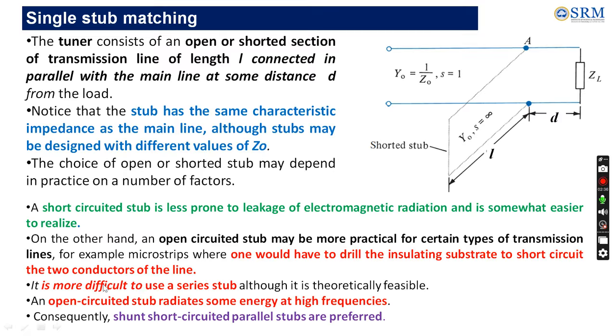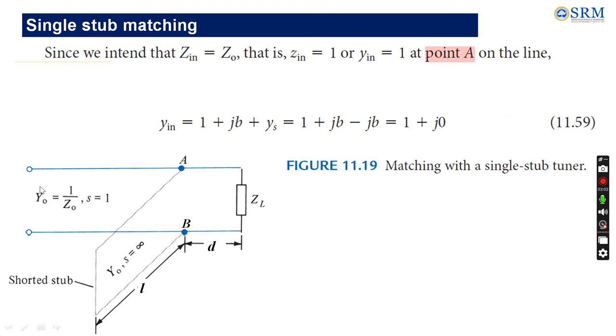Comparatively, an open circuited stub is easy to realize, but it has that one disadvantage. And one more thing, we don't prefer the series stub, even though it is theoretically feasible. Why? Because we have to cut a piece of transmission line and attach the stub, which is again a piece of transmission line, right? So the final result is that shunt short circuited parallel stubs only are preferred. Series stubs are not preferred and open circuited stubs are not preferred. So let's see how the impedance matching is achieved by using a stub here.